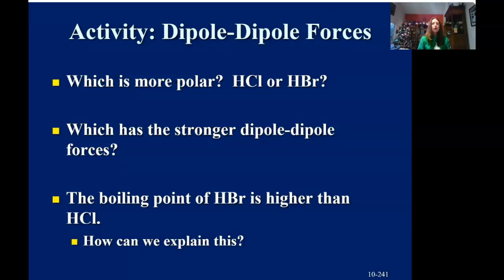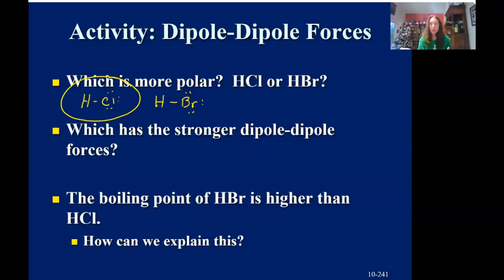Okay, so now, which one is more polar, HCl or HBr? Here's the Lewis structure for HCl. Here's the Lewis structure for HBr. Which one do you think is more polar, and how could you tell? Yeah, it is HCl, because when you look at your periodic table, Cl is closer to fluorine. Since Cl is closer to fluorine, it's going to be more electronegative, which makes this more negative than this. And so HCl will be more polar.